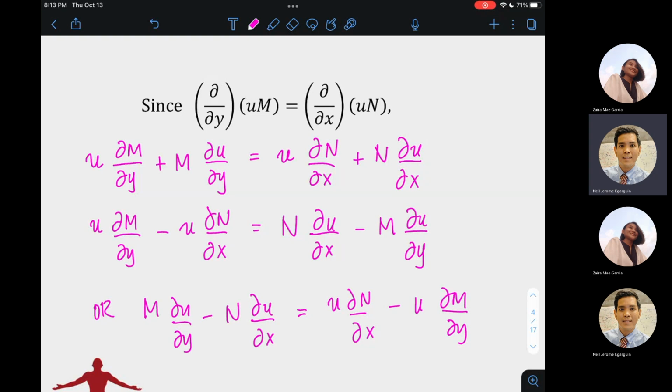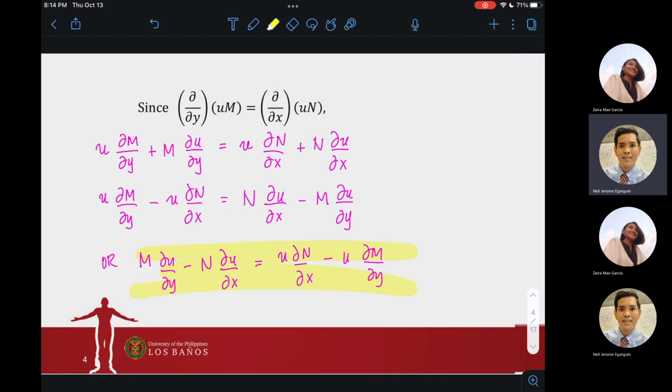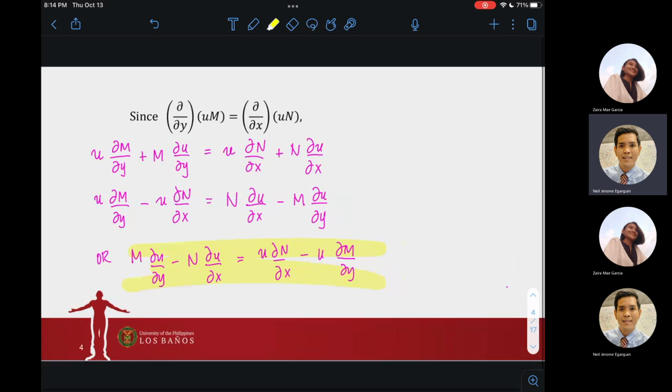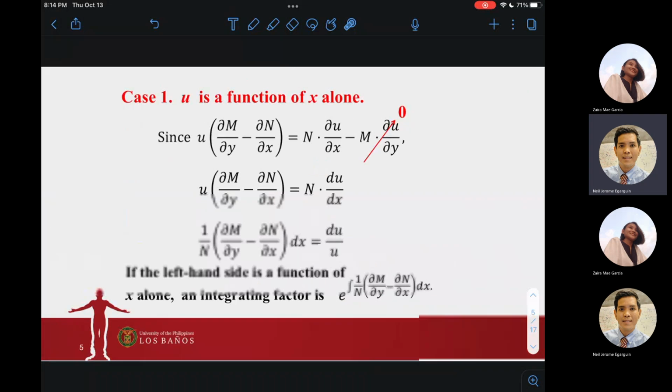Kasi gusto nating makita anong itsura ni U, right? So how does U look like? I guess ito yung gagamitin ko sa susunod na slide. So let's just copy this over to the next slide. Again, the goal ay makita natin ano dapat si U para maging totoo itong gusto nating mangyari na exact yung DE. Right. So I guess we have this.